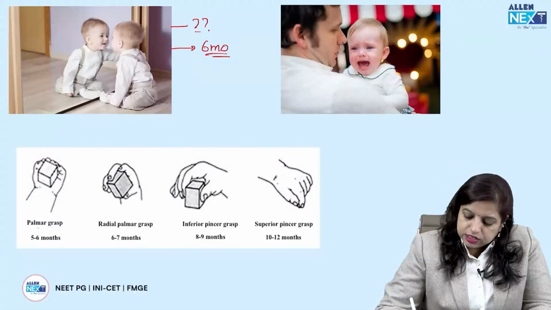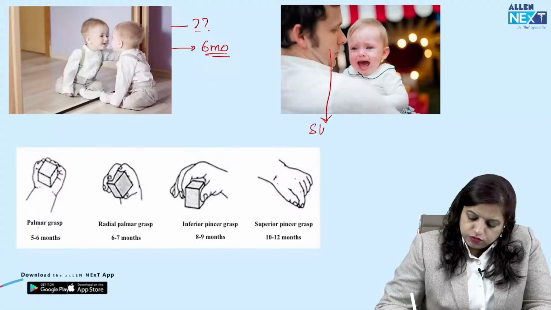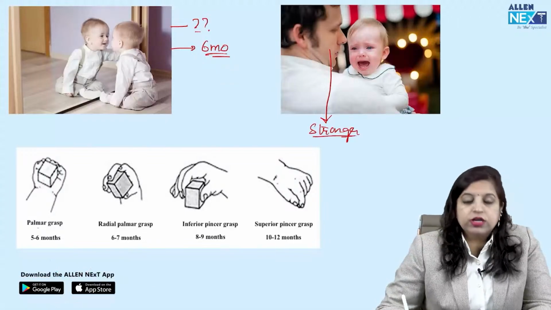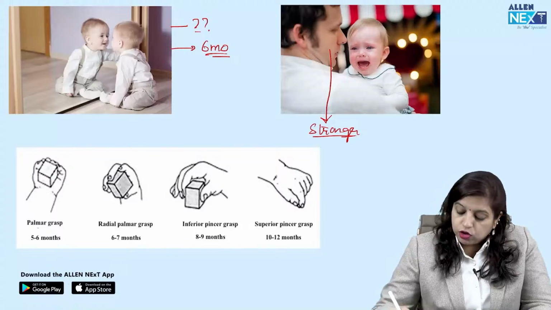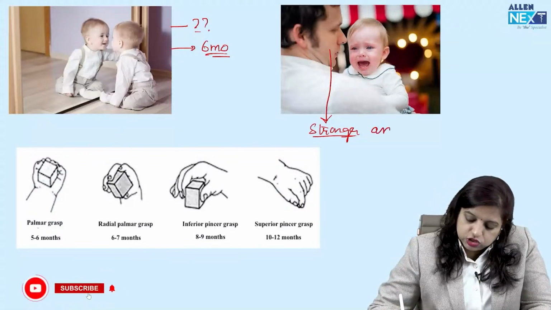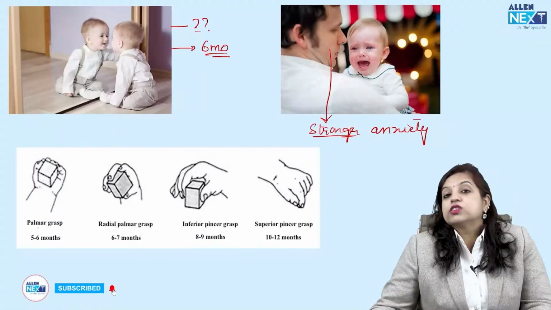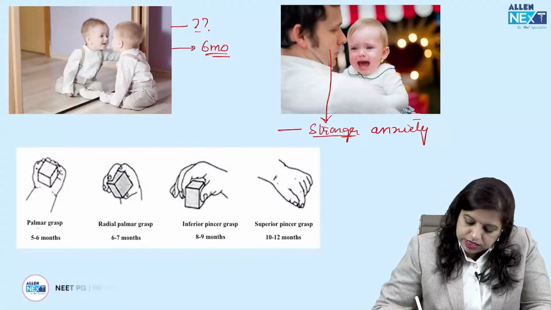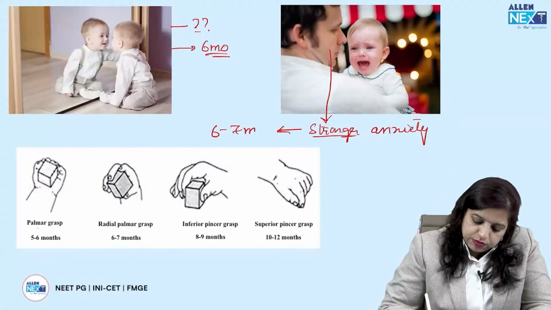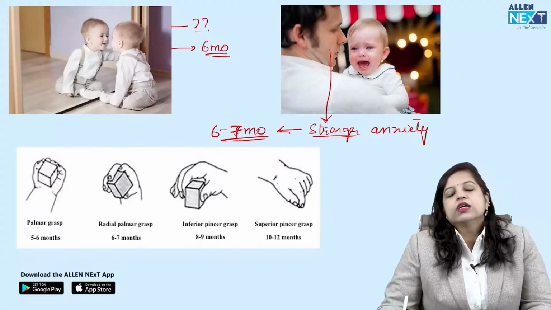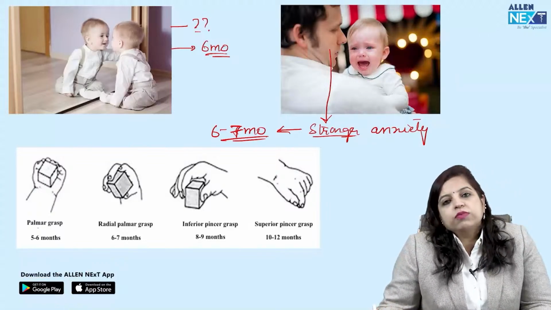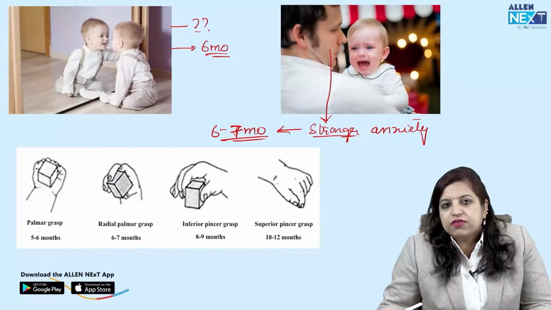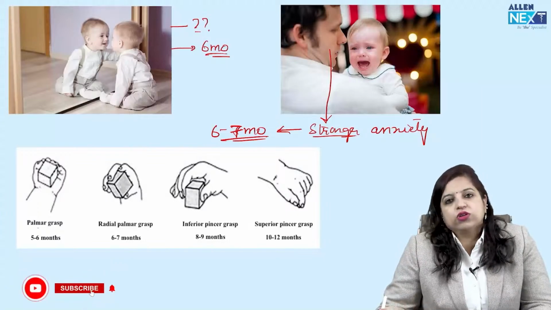Now this, let us assume, is a stranger. So with a stranger, the child is howling, is crying, is not happy. What do you call it? We call it stranger anxiety. And when does stranger anxiety come? It comes at around 6 to 7 months of age. So that you should remember, the approximate age or the probable age of this child is around 6 to 7 months. That is the earliest seen stranger anxiety.